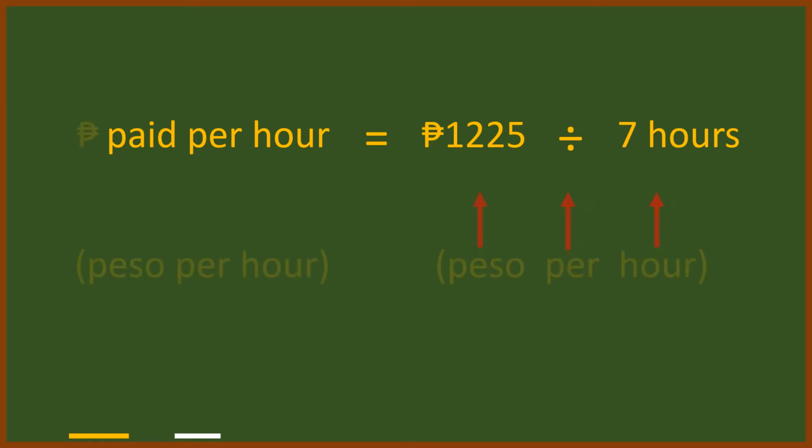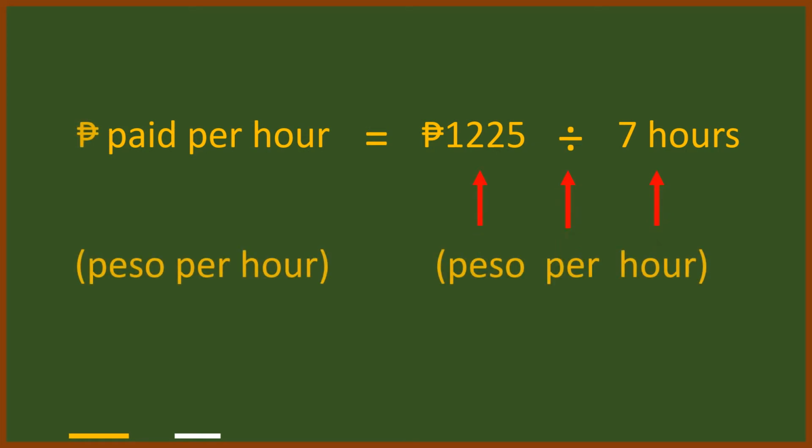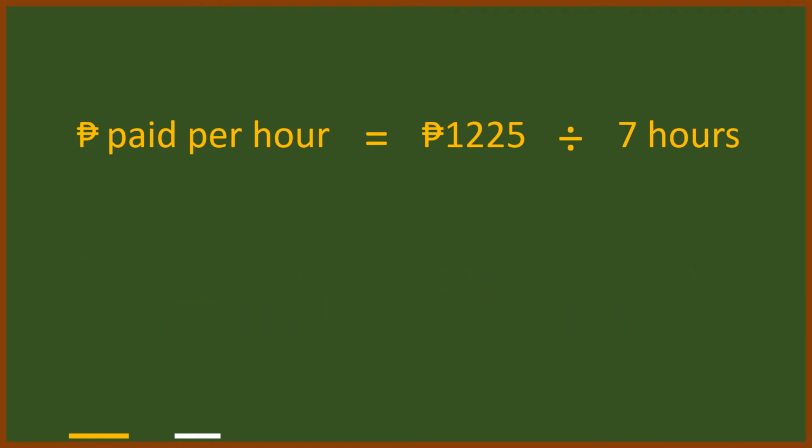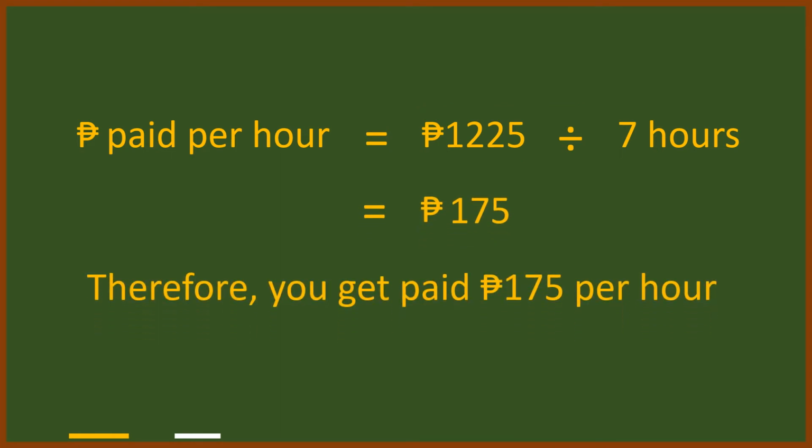We need to make sure that the units in the keywords are the same as the units in the expression. We can now evaluate the expression on the right side of the equation. Peso paid per hour is equal to 1,225 pesos divided by 7 hours. It is equal to 175 pesos. Therefore, you get paid 175 pesos per hour.